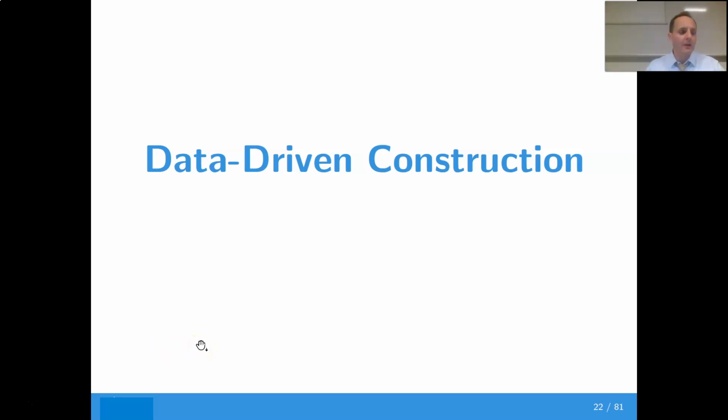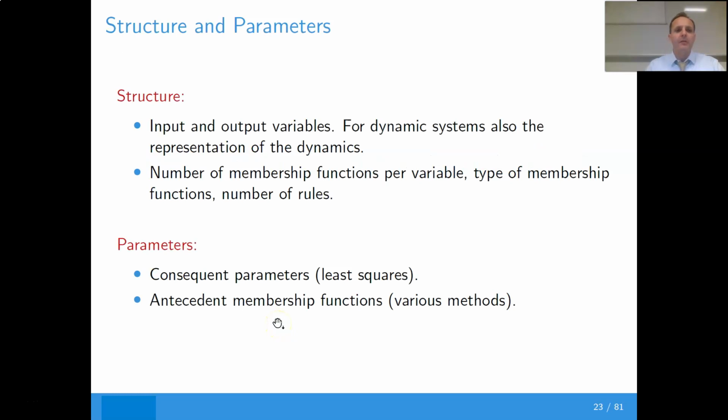So it means that we are using the data from the process, and they will be used for estimating the parameters of this prototype. So let's talk about the structure and the parameters. The structure in general is driven by the input and the output variables. And for dynamic systems, we will see in the application part of this course. Of course, we need to introduce the representation of the dynamics of a process.